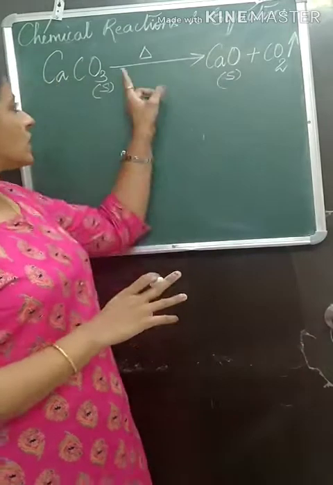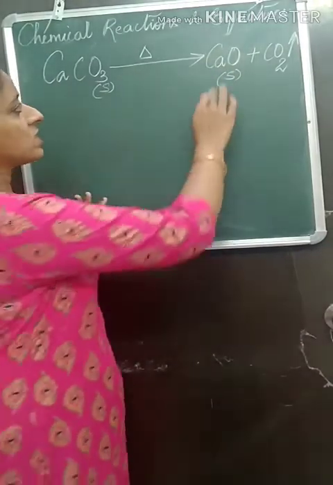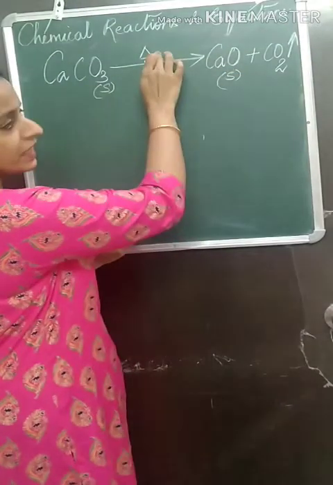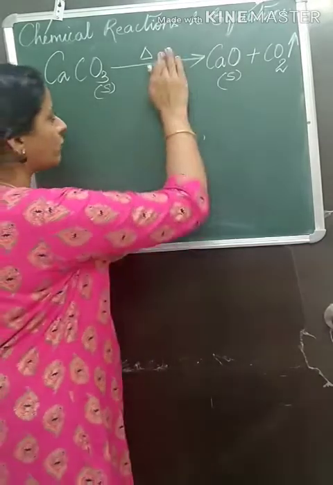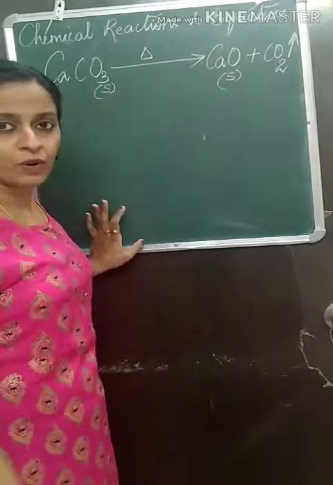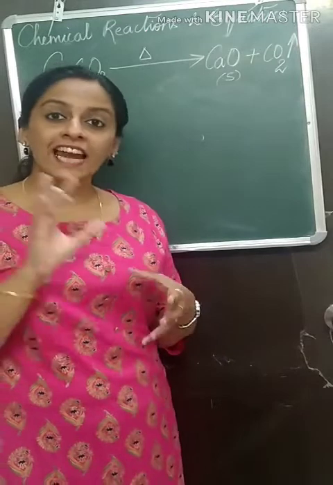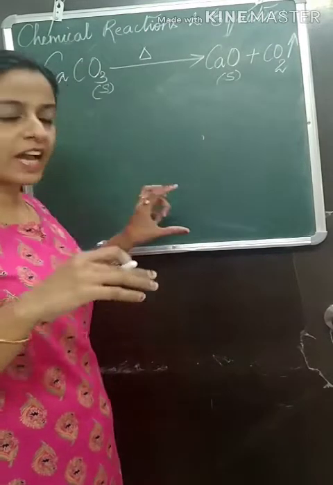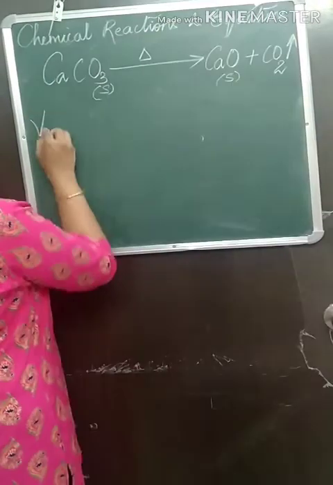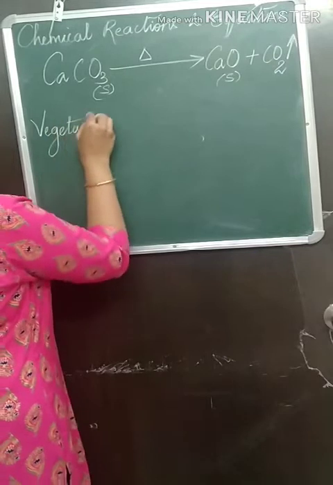Okay, so these are the things that you have to consider. State is mentioned, and special conditions, here heating is important, so that has to be mentioned above the arrow. Consider another reaction where a catalyst plays an important role, as we discussed earlier. Take the example of vegetable oil.